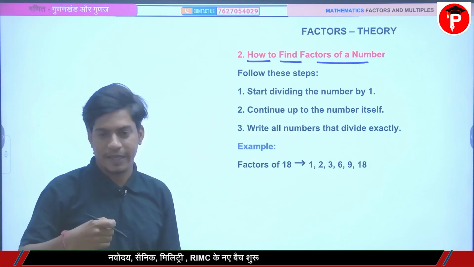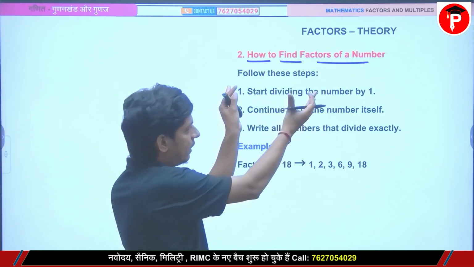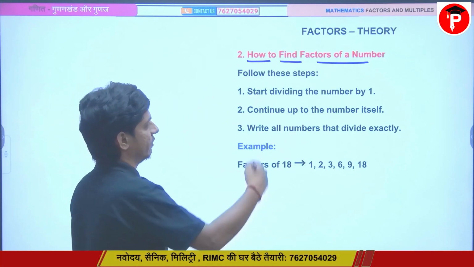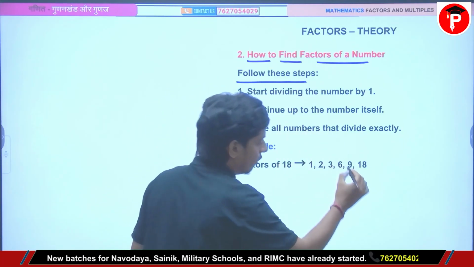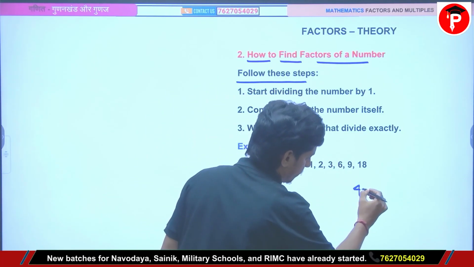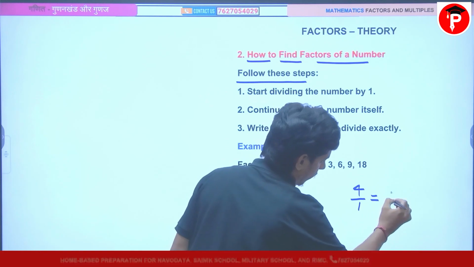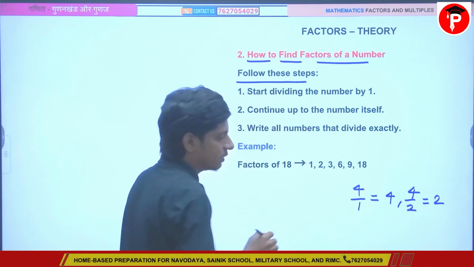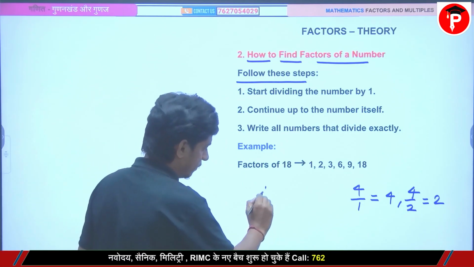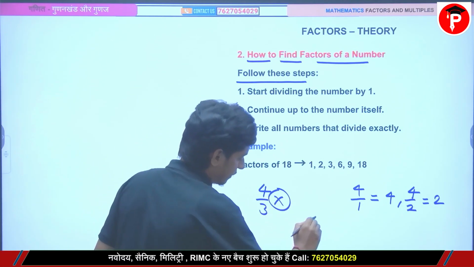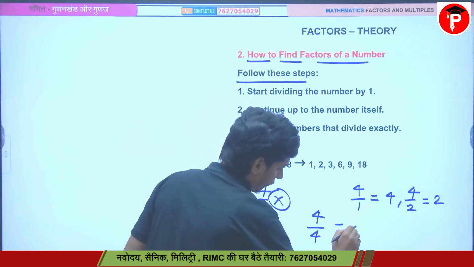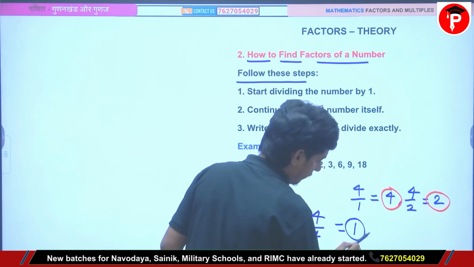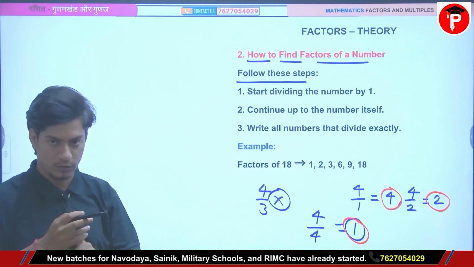Next, one of the most important topics: how to find factors of a number. In the next classes, we will look very deeply at this topic. But for now, just read the statements given and follow these steps. If we want to find the factors of 4, first we divide 4 by 1 and get 4. Again we divide 4 by 2 and get 2. Next, we can't divide 4 by 3. Next, if we divide 4 by 4, we get 1. So 4, 2 and 1 are the factors of the number 4.